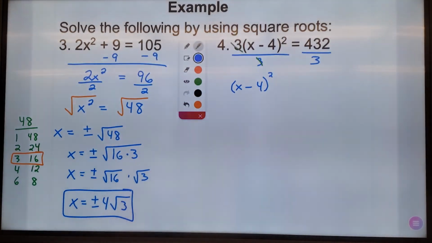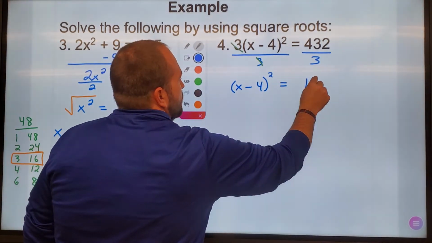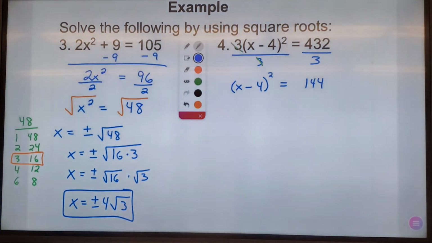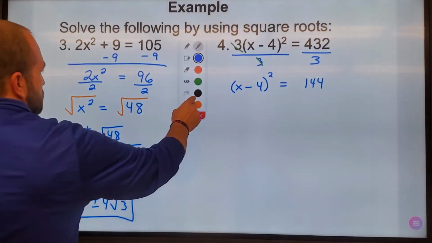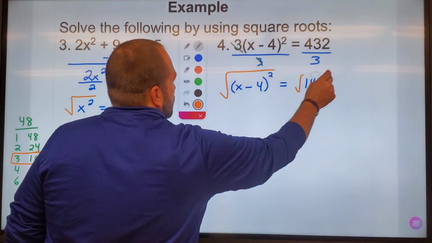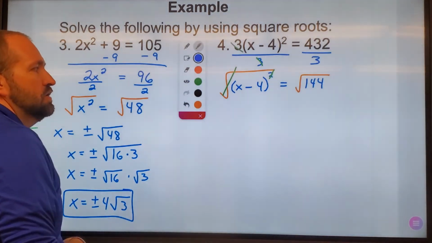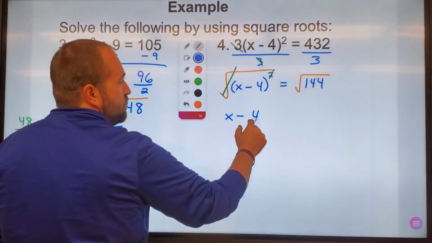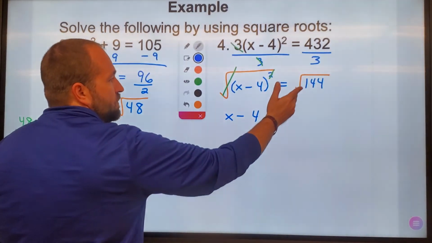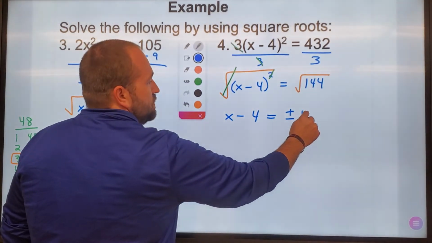If I take 432 and I divide that by 3, I get 144. Okay. And again, I'm at that point where I have only the squared item by itself. I'm going to take the square root of both sides. And again, what happens here is the square root and the square will cancel. You can then at this point remove the items from the set of parentheses. So this would be x minus 4 only equals, again we have plus or minus, don't forget that. And the square root of 144 again is a nice number, and it's 12.